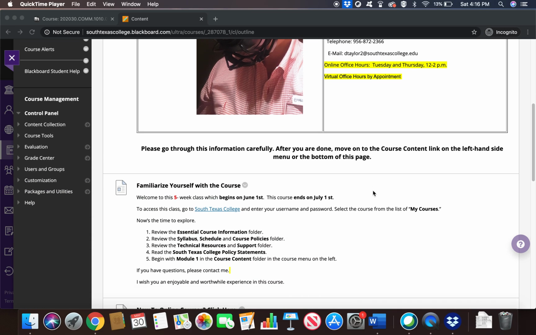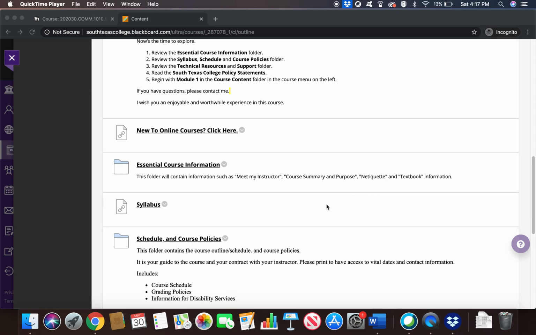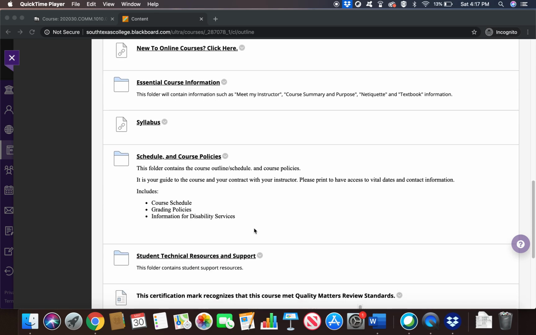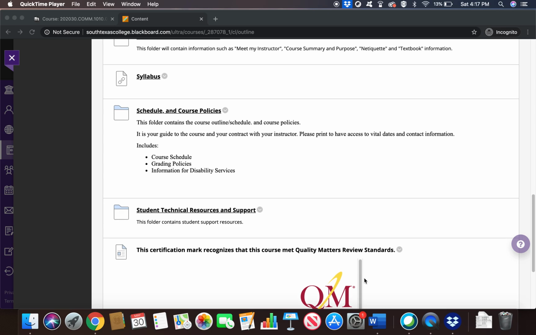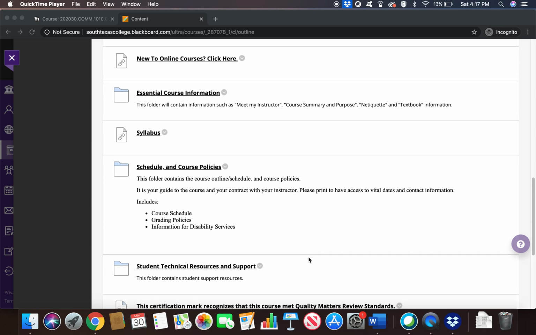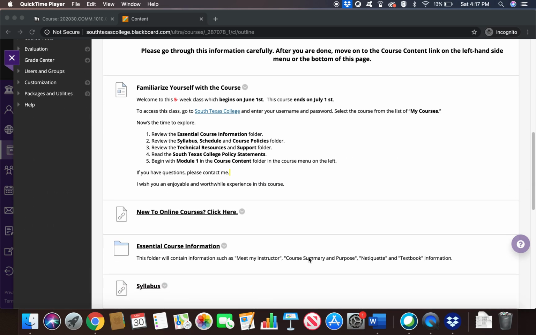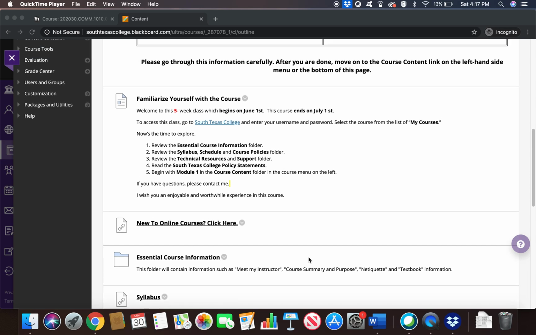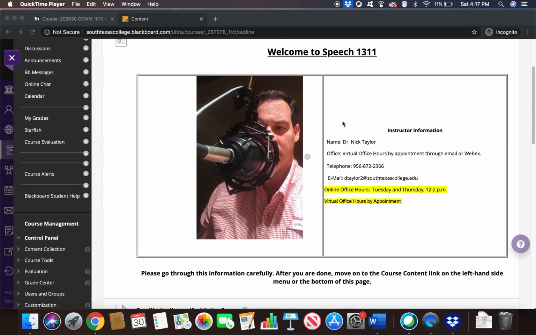And then there's a really deep and intensive amount of information on this page. You have your syllabus, you have the schedule and course policies, resources. This has been recognized as a Quality Matters qualified course by STC. But it gives you all the information that you need to know. So go through this page, take from it what you need, pay attention to the things that are important, but again, really pay attention to this stuff.